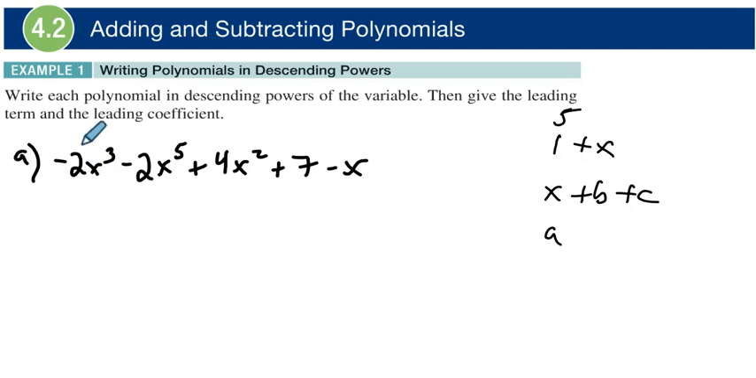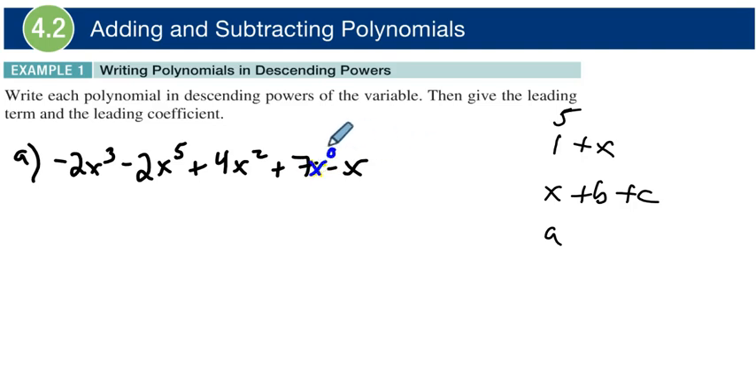The power of this term is 3. The power of this whole term is 5. The power of this term is 2. You say, hey, but what about the power of this? Well, I'm going to do this in a different color. The power of this term, that's bad, I probably shouldn't do it in that color. The power of this one is 0.